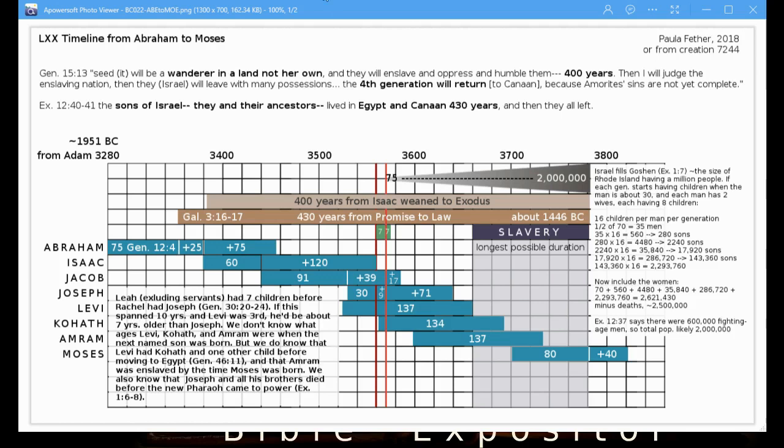We have some primary scriptures there at the top. Genesis 15:13 that we read in our earlier lessons, and this is a literal rendering, as I see it, of the Greek of the Septuagint there. And the seed, as Paul referenced in Galatians 3:16 and 17, he pointed out that it was singular, and it is singular in the Septuagint. It is also neuter, meaning it, the seed, it, will be a wanderer in a land not her own. It does use the feminine pronoun there.